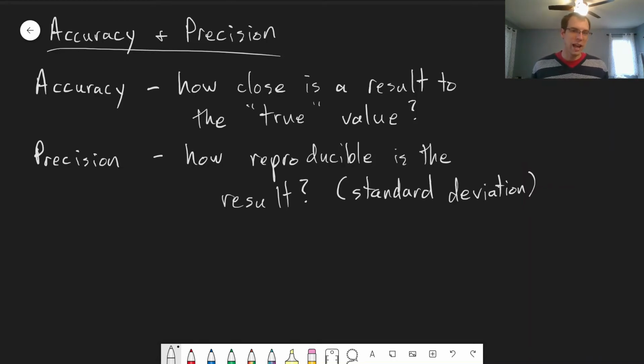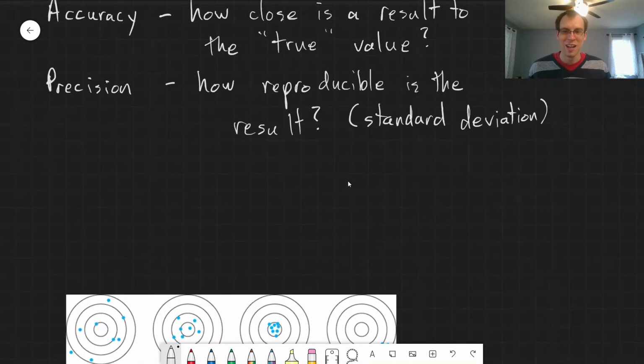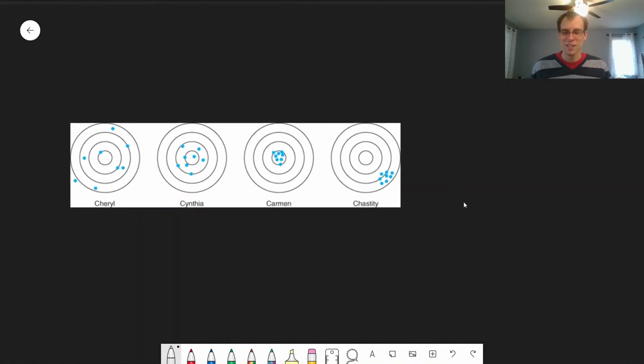Okay, so one analogy that's used a lot to compare accuracy and precision, and one that I find very useful, and I learned as a student, and I'll share it with you guys too, is thinking about, we're playing darts. So this is a figure from one of the problems in your textbook. So we have 4 different scientists here who are throwing darts at a dartboard. We have Cheryl, Cynthia, Carmen, and Chastity. And I'd like you to pause the video and think about the accuracy and the precision of these 4 dartboard throwers. So of course, remember in darts, we want to get it as close to the center as possible. And so that's our goal. That would be the true value.